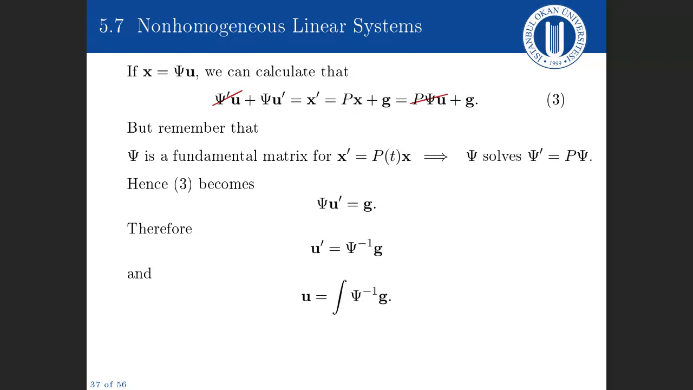Psi must be invertible because it's a fundamental matrix. The columns are a fundamental set of solutions. That means the columns are linearly independent. So that means Psi is invertible. So therefore, u prime is equal to Psi inverse g, and integrate that, u is the integral of Psi inverse g. If we can find u, then we can find x, because x is just Psi multiplied by u.